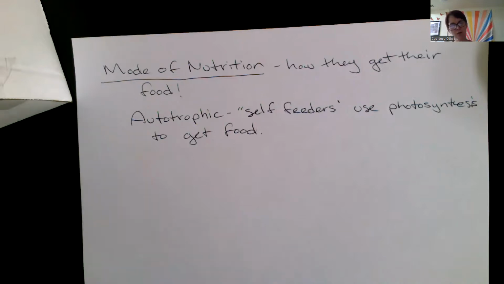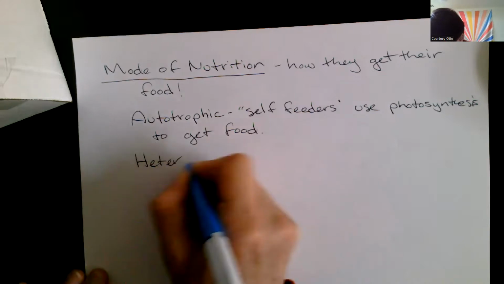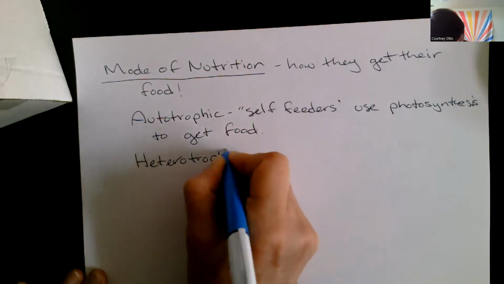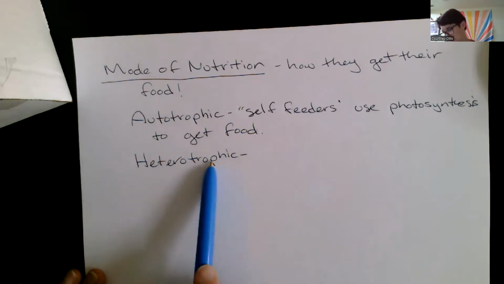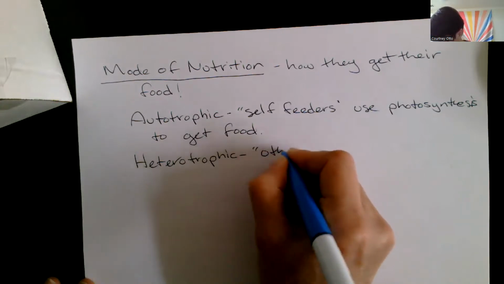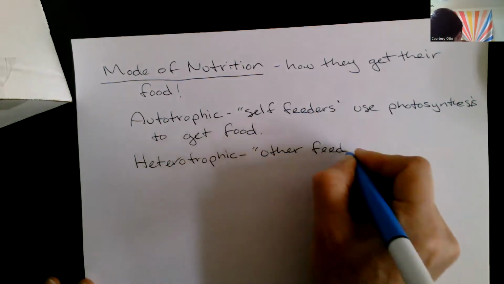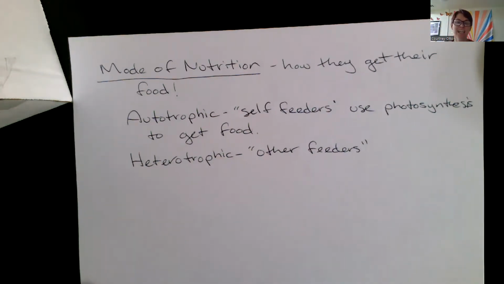So we're going to see a lot of autotrophic organisms, right? Self-feeders that can make their own food through photosynthesis. We're also going to see some organisms that are what we call heterotrophic. Again, let's think about those word roots, right? Hetero means different, and trophic means feeding. So these are the other feeders. And these other feeders are going to have to eat other organisms or pieces of other organisms to get their food.